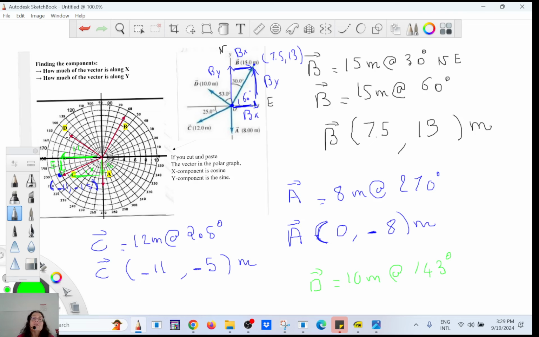Now, if you are good at trig, all you have to do is sine 53 times 10, but you have to put a minus, or cosine 53 times 10, and you put a plus. That's for people who are good at trig. This, I'm helping people who are rolling their eyes. That's a different way to do it. Okay?